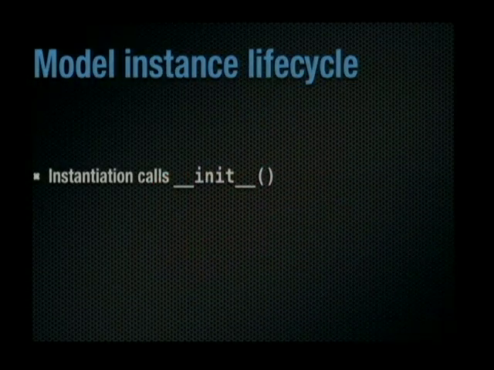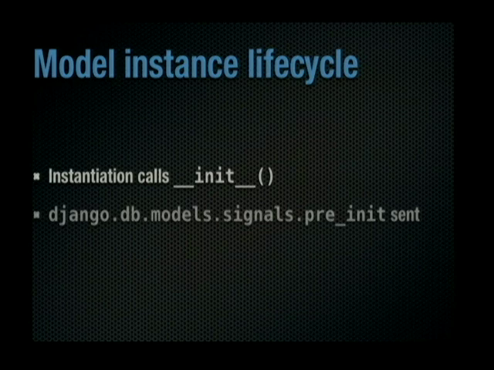Instantiating a model obviously calls the __init__ method. That's your constructor, every Python class. Where we differ from a normal Python class is as we start, we send a signal called pre-init, which you can look for, which means you can know every single time Django is instantiating an instance of a model.